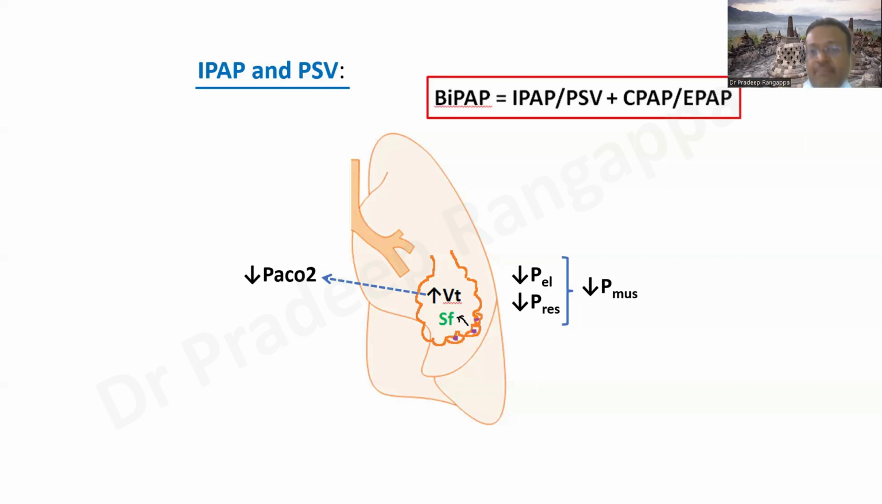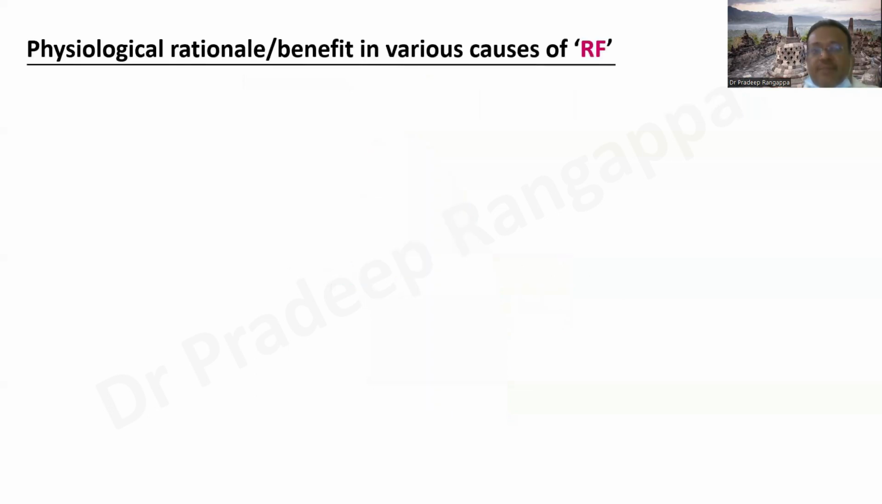So when we say BiPAP, we add inspiratory positive airway pressure plus expiratory positive airway pressure, which you can also call CPAP. You can also call it pressure support plus EPAP or plus CPAP. So we add inspiratory positive airway pressure in addition to CPAP or expiratory positive airway pressure. That's why we call it bi-level positive airway pressure.